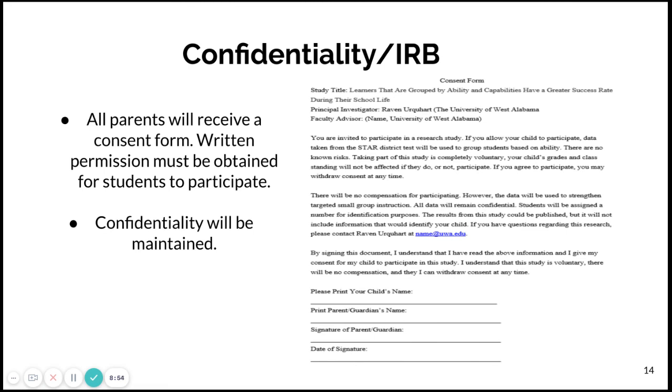So, all parents will receive a consent form. Written permission must be obtained for students to participate. Confidentiality will be maintained. Parents and guardians also have the right to opt out of participation in this study.